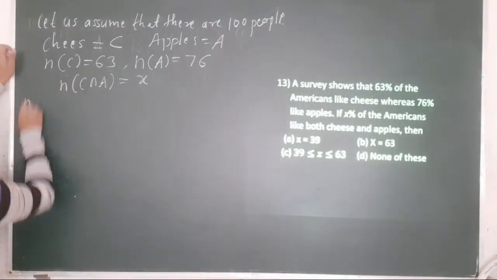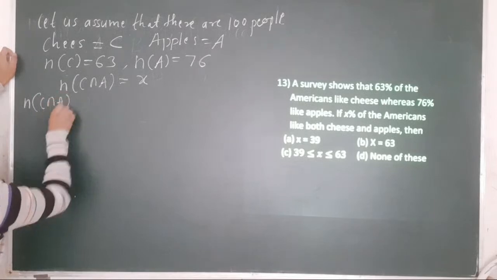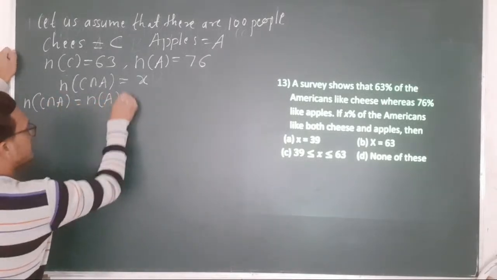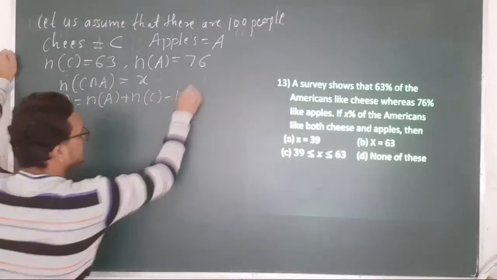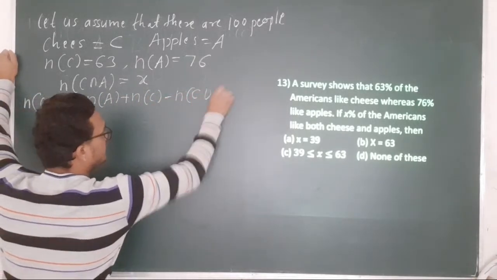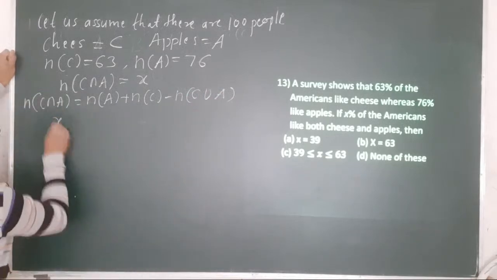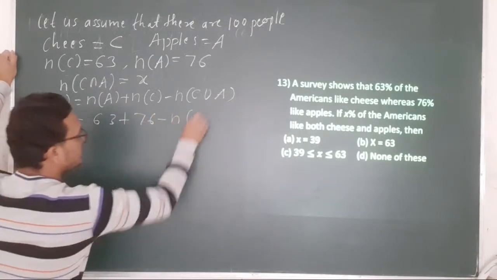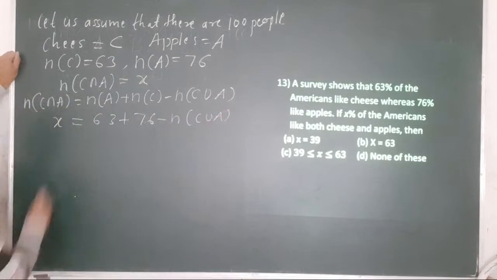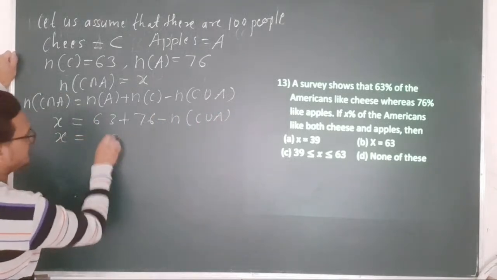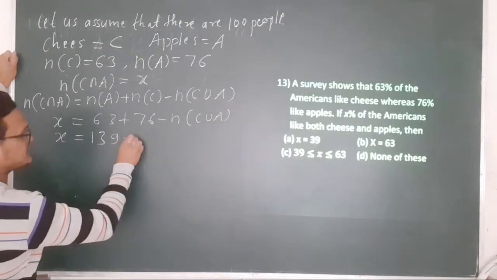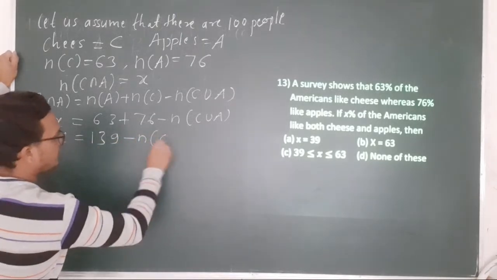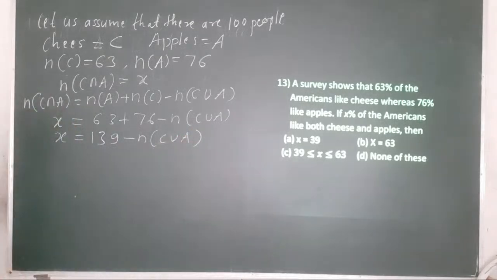So let us write the formula. n of C intersection A is equal to n of A plus n of C minus n of C union A. So this is X is equal to 63 plus 76 minus n of C union A. Okay, so X is equal to how much it will be? This is 139 minus n of C union A. So this result we got.